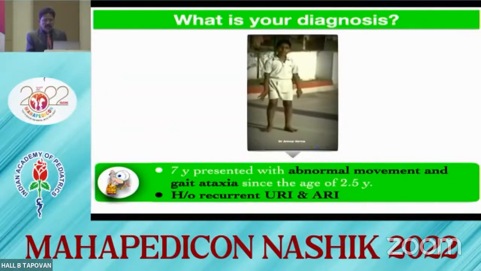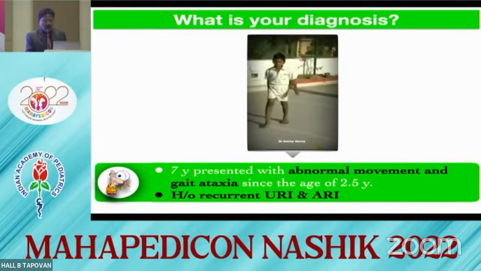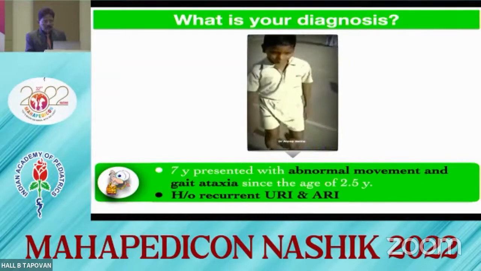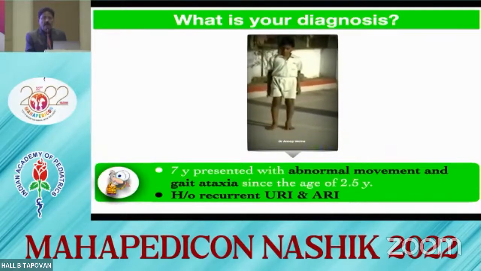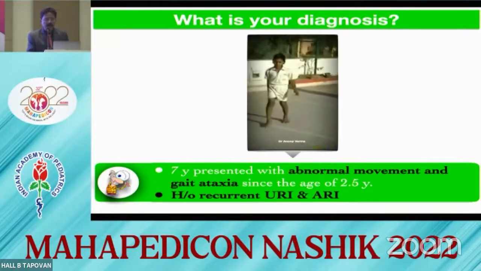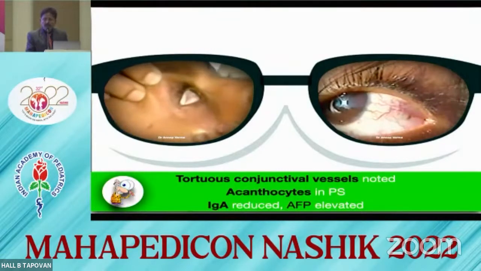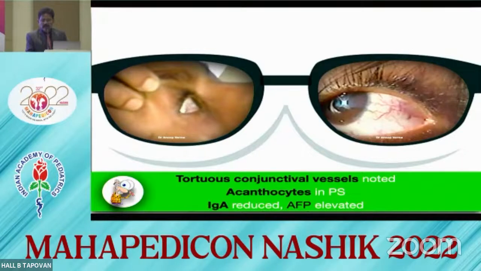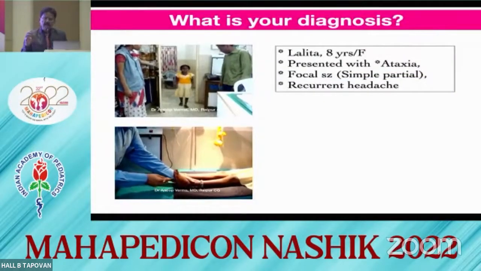Here is again a patient. Just see, he is now attempting to walk, and just see the walk. This is a gait ataxia and this was noted from the age of 2.5 years. History of recurrent URI and ARI was there. And upon examination of the eyes, that is very, very important. Don't forget to check the eyes in any case of ataxia, you will otherwise lose the diagnosis. And you can see the tortuous conjunctival vessels. Acanthocytes were in the peripheral smear, IgA level reduced, AFP was elevated: ataxia telangiectasia.